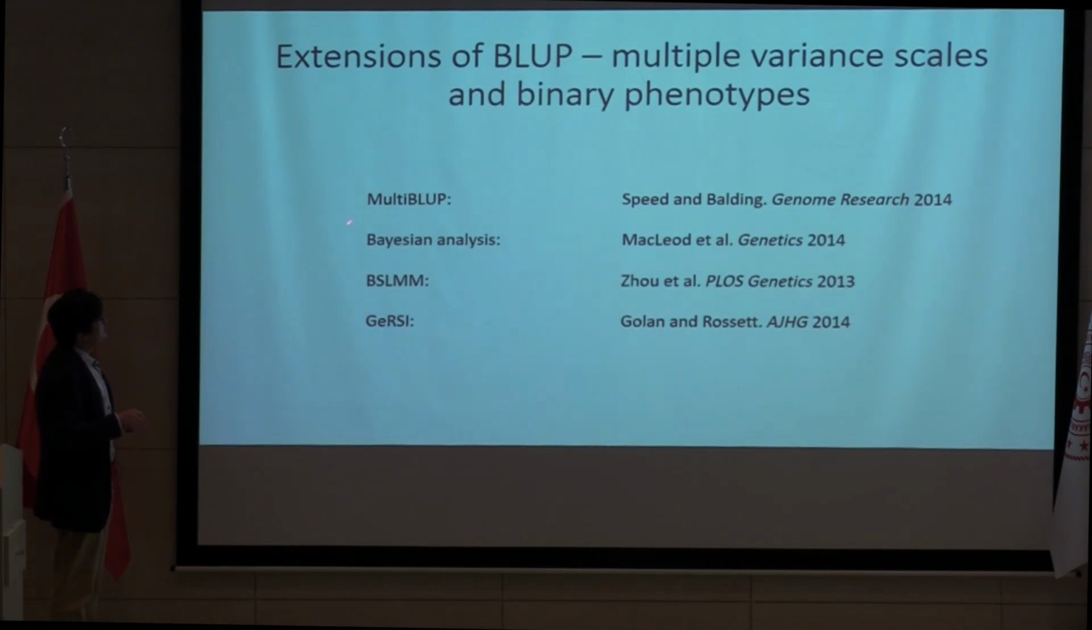A bunch of people extended the ideas of BLUP, going to Bayesian. There's a very interesting method, BSLMM, which goes into LASSO in one limit and into the random effect model in the other, and so forth.